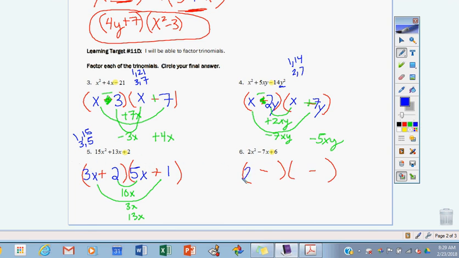Okay, so now in this one, there's only 2 factors of 2, 1 and 2. So 2x and x go here. And then the factors of 6 that are really close together are 2 and 3. So if I try a 2 and a 3 here, I'm just guessing. Now I can check. Inside first is a negative 2x. Outside there is a negative 6x for a grand total of negative 8x's. And that is not what I want.